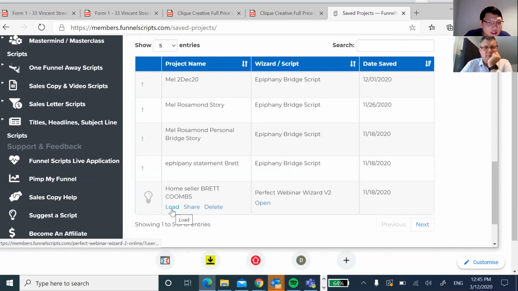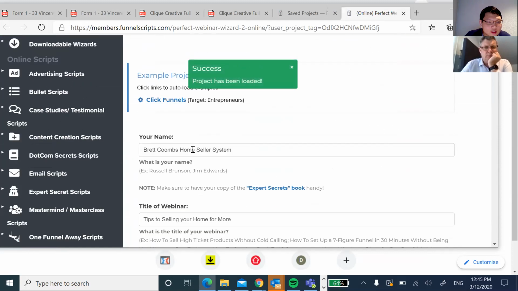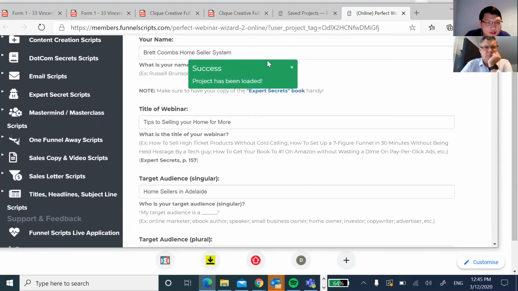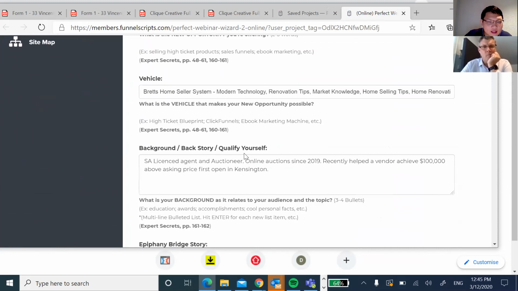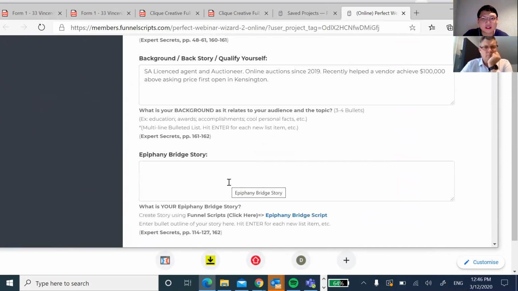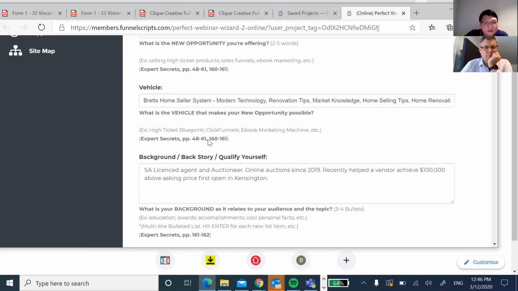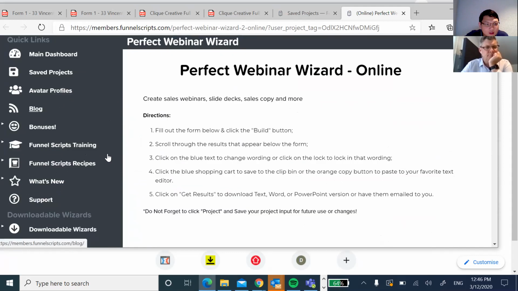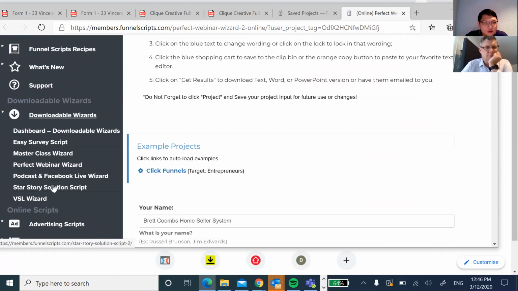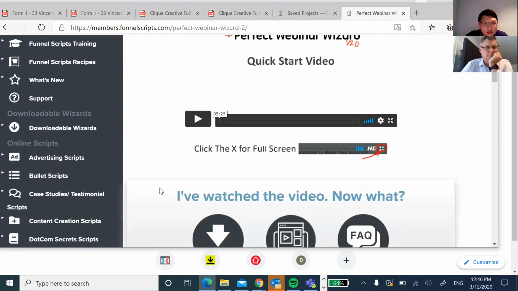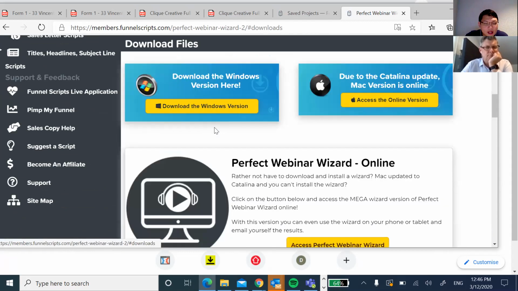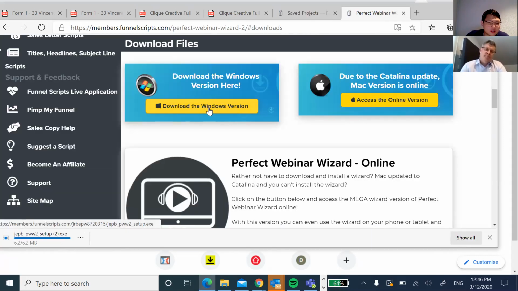No, that's not the one. You need to download the software first. Oh yeah, this is the Perfect Webinar Visor. That is the one. This one is a script, but inside you have to download a different one. Then you go to the one called Perfect Webinar, scroll down and download it. I think you are using Windows, so download the Microsoft version. Just install it.